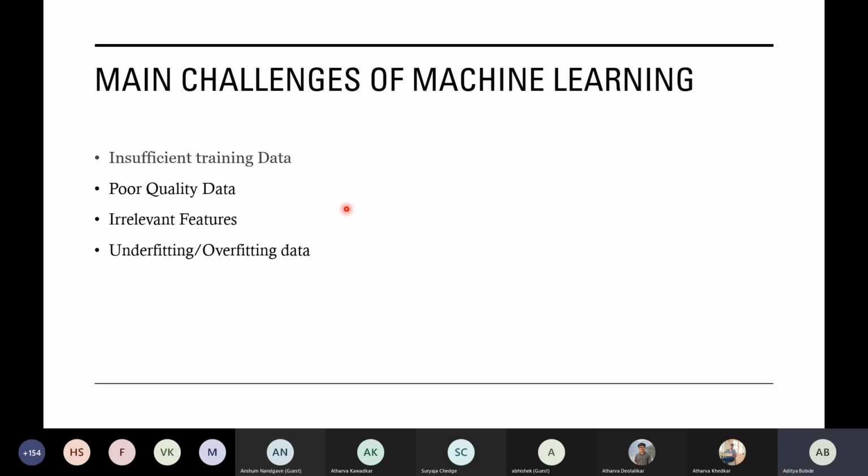The third drawback is irrelevant features. There is a saying called garbage in, garbage out. Your system will only be capable of learning if your training data has relevant features. Means if you are trying to predict house prices, but you have data on whether there was a ghost haunting in the house, that's a completely irrelevant feature. No one is taking that into consideration. But the features that would be taken into consideration are the square feet of the house, the number of bedrooms, the number of gardens and parks around the house. So you should have relevant features.